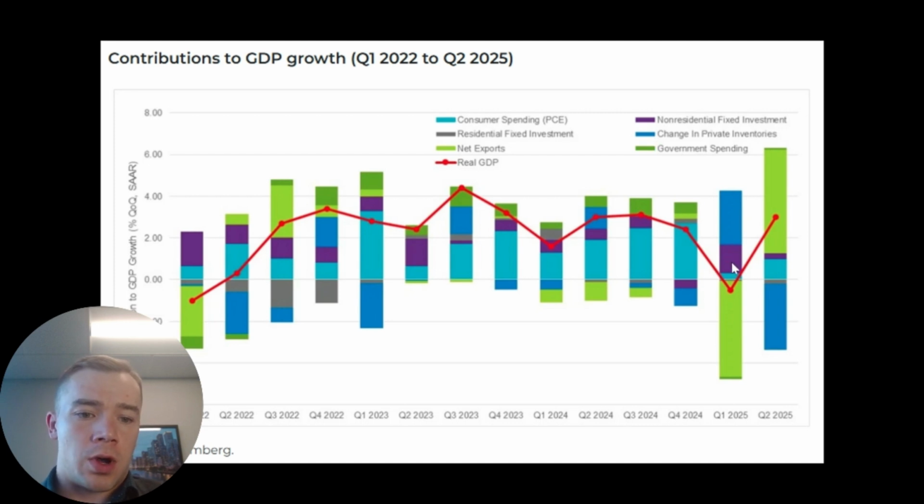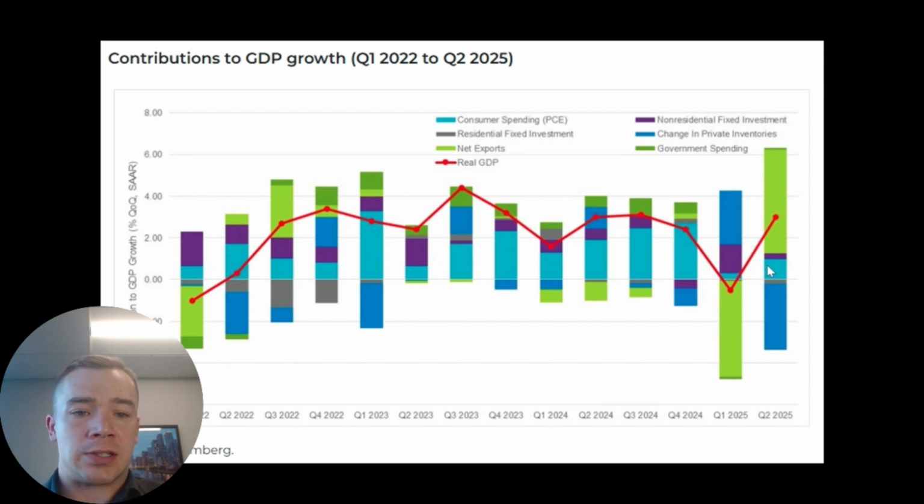So if you look at Q1 and Q2 of 2025, you'll see that they look significantly different from the past quarters back through 2022. The big difference being the net export numbers, those are the light green bar. You'll see that net exports are a huge drag on GDP in Q1, which actually led to negative GDP growth in that quarter. But then you see a huge net positive to net exports in Q2 2025.